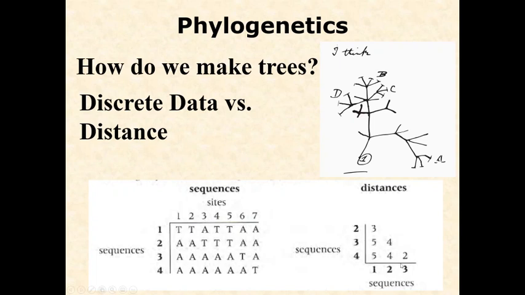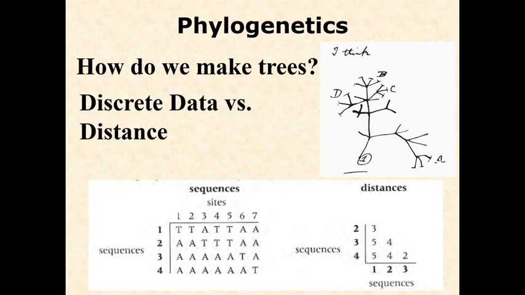So in a distance matrix like this, I have the different species or sequences here, and I would compare 1 to 2 and say, there are 3 differences. I don't know what those differences are, but there are 3 differences between those. But between species 1 and 3, there are 5 differences. And so each of these represents how similar. If we have a 0 there, then that means those 2 sequences are identical to one another. Okay? And so there are different methods that are used to analyze discrete data versus distance data.